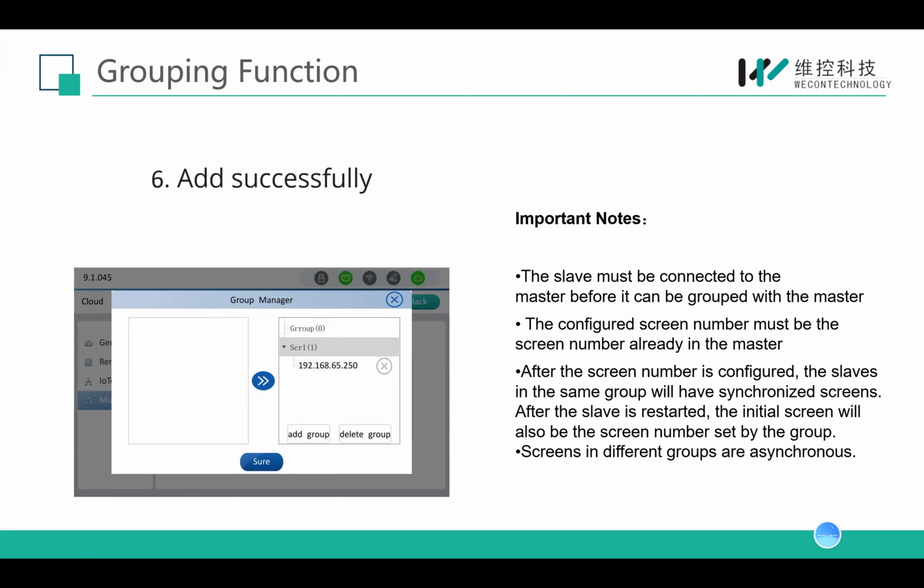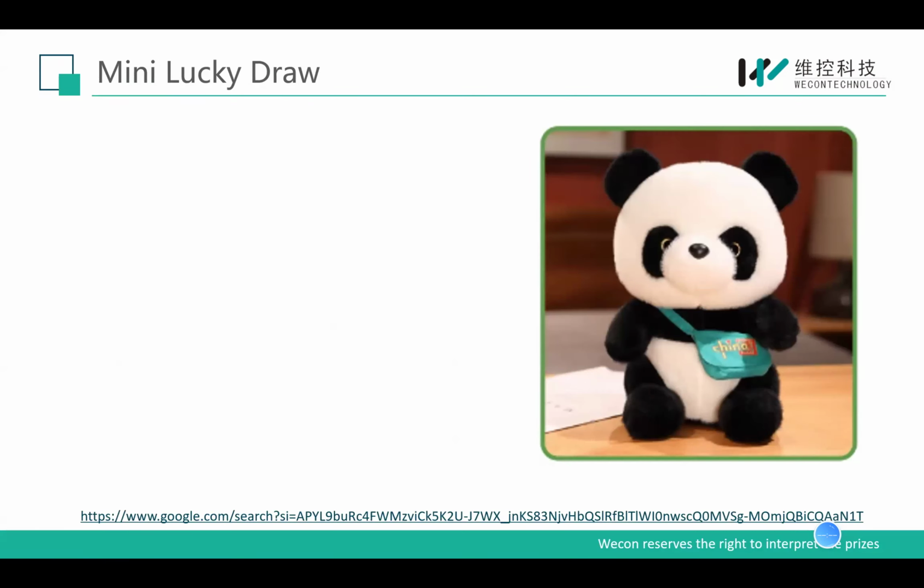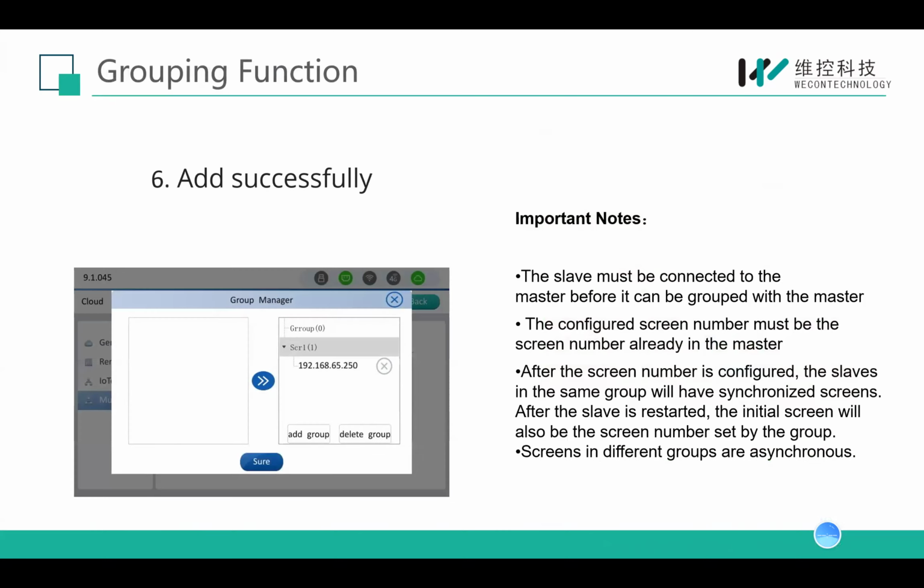Okay, so this function, I think, is useful when we have long-distance production lines, where different ends can check different programs in our HMI project. Okay, this is all for today's training. Do you have any questions about the grouping function?